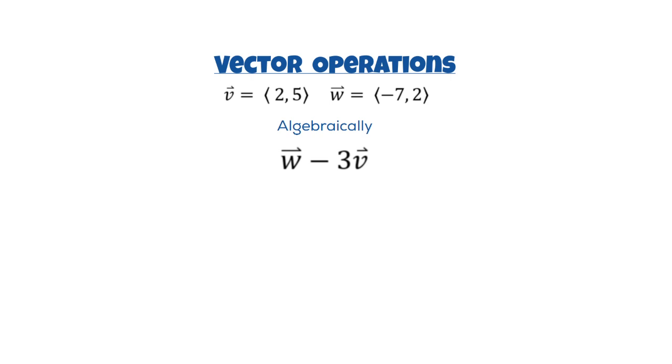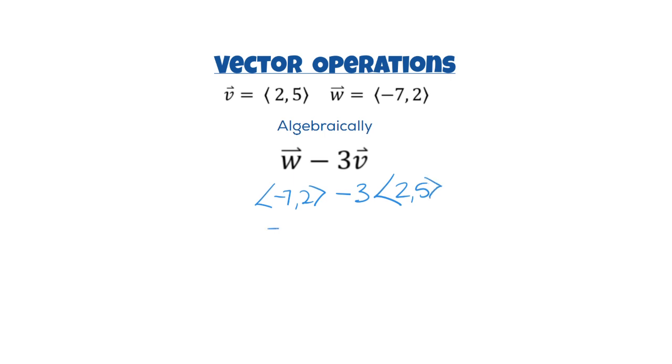This one has a little bit more going on with it, so don't be afraid to take a few steps. Vector W, all right, that's <-7, 2>. And I'm going to subtract 3 times vector V, which looks like that.